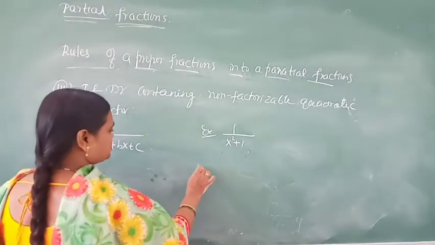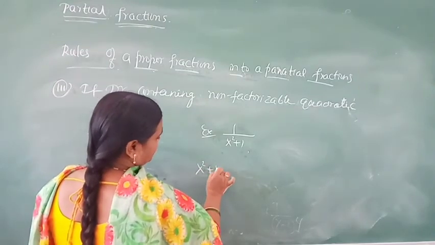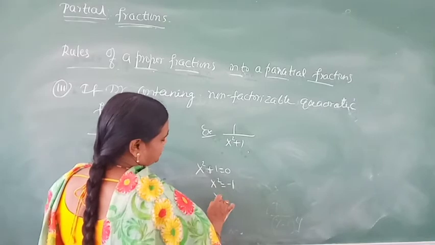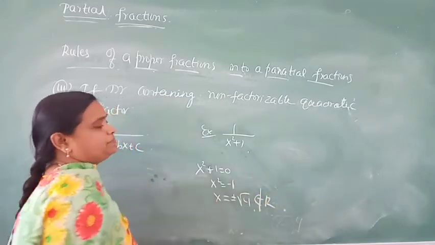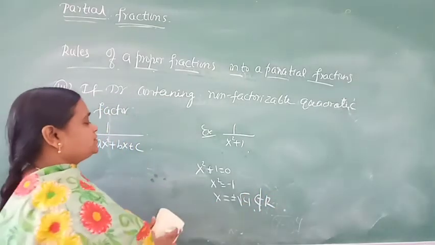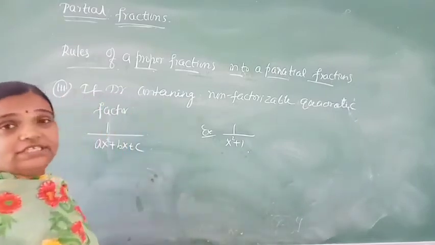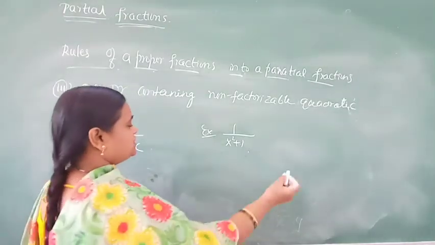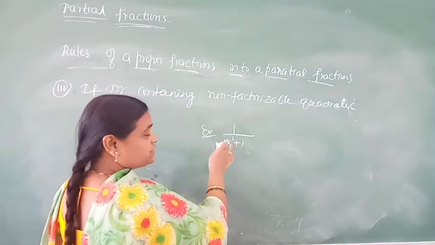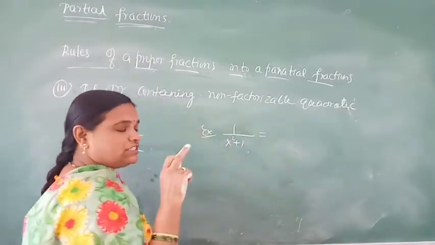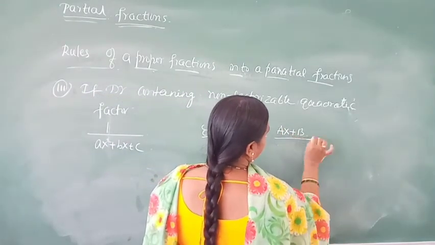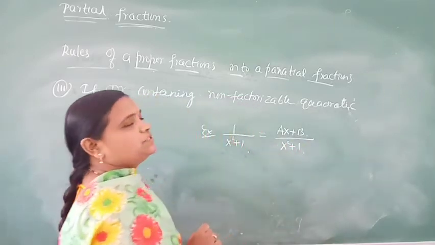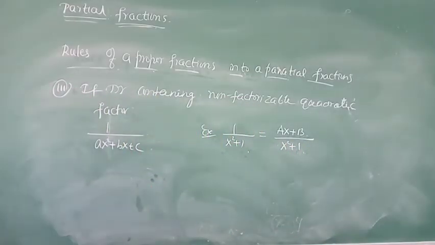See, x square plus 1, if I equate it to 0, what do we get? x square equal to minus 1. x is plus or minus root minus 1. That does not belong to the real numbers. Therefore, if roots do not exist easily, in this case, just concentrate, how many roots exist? 2 roots. Therefore, we consider 2 constants, but it is written in the form of ax plus b divided by x square plus 1. This form.